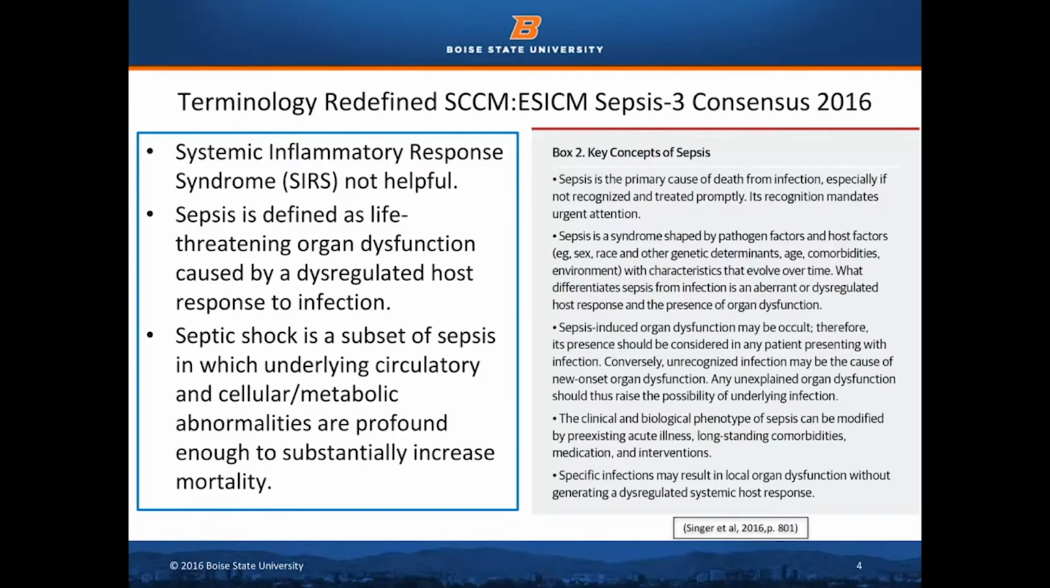So SIRS is out. The new definition of sepsis is a life-threatening organ dysfunction caused by a dysregulated host response to infection. That's sepsis. And we'll talk about the variety of the host responses.